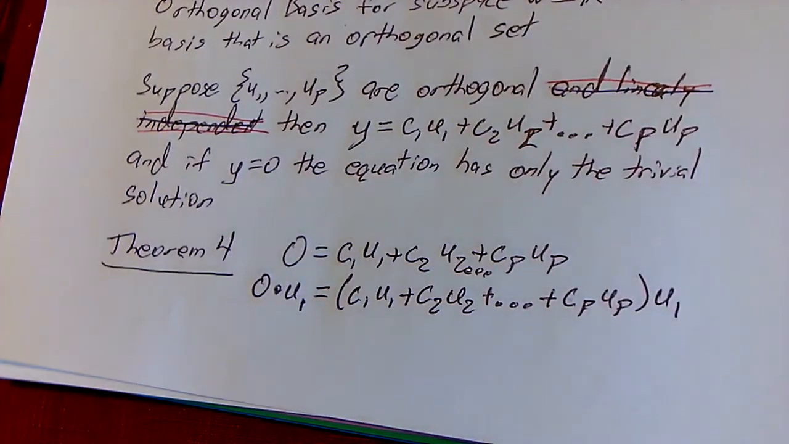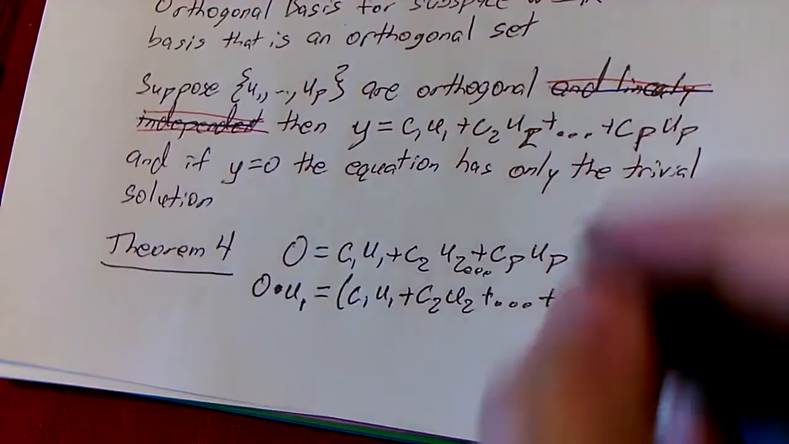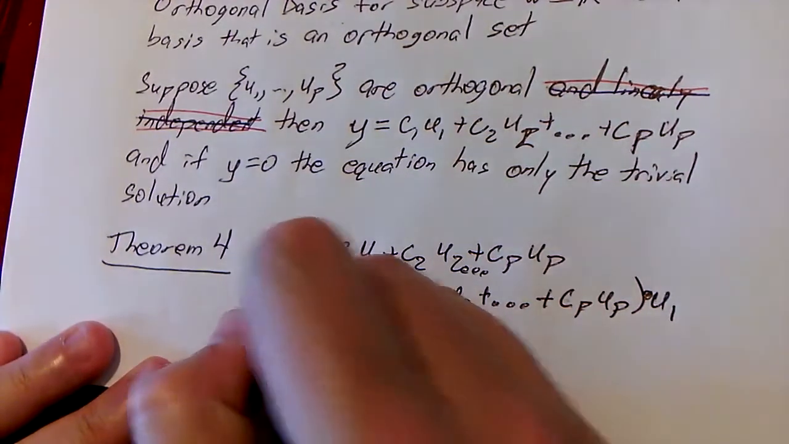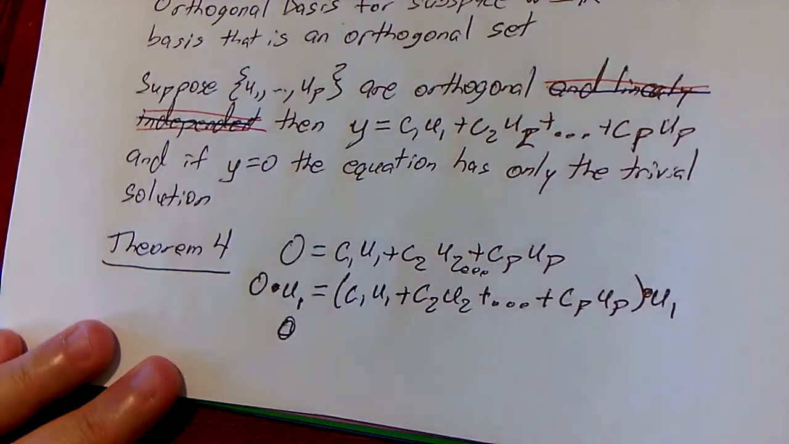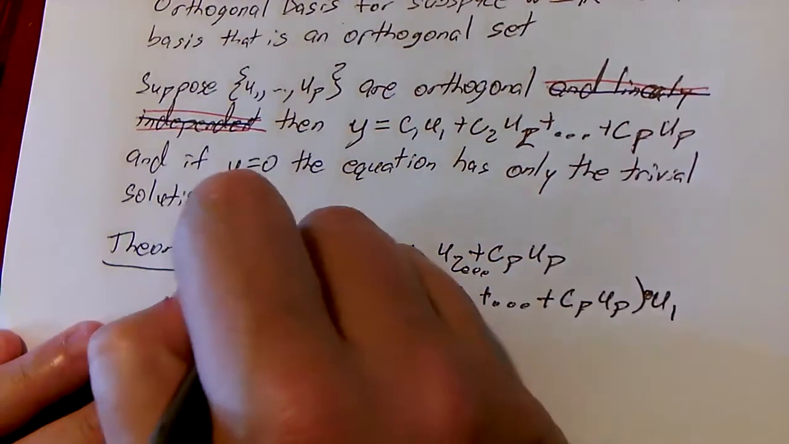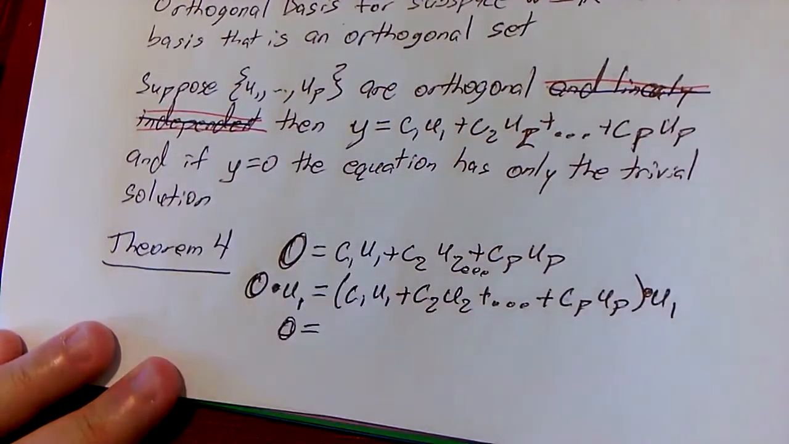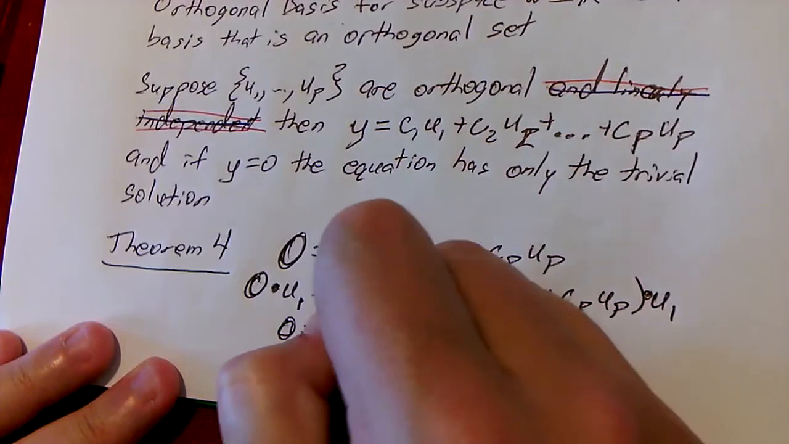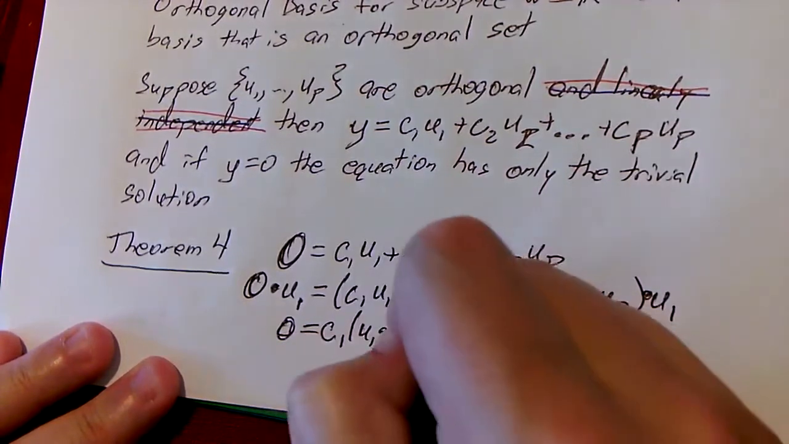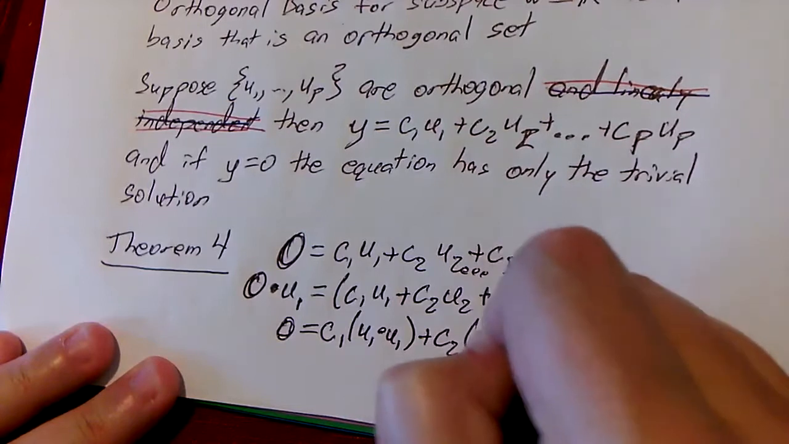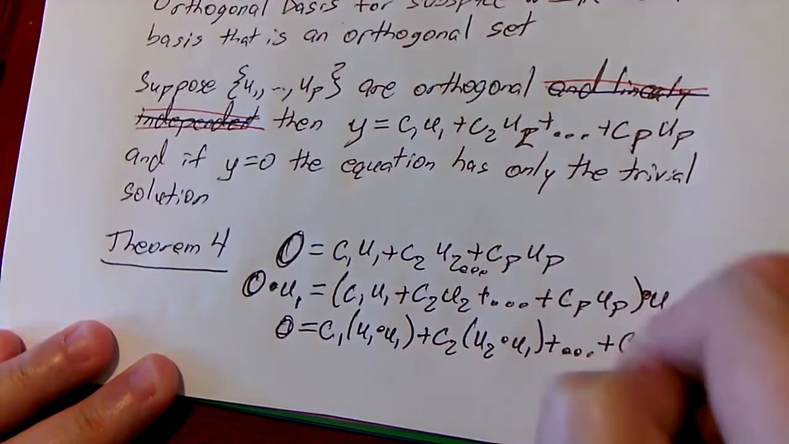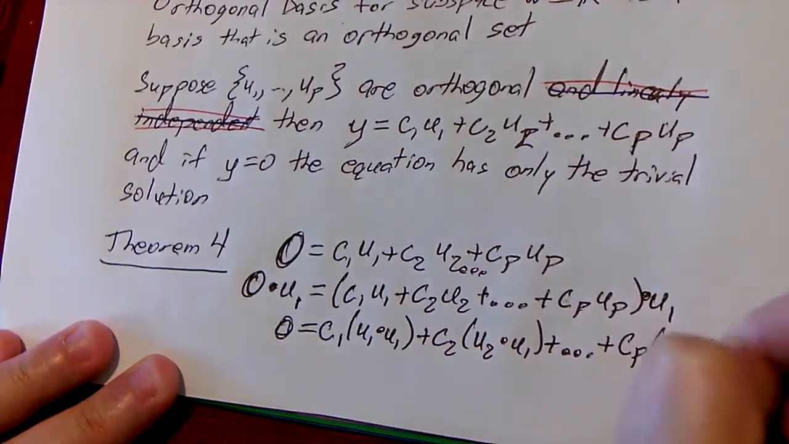This is an equation of numbers. So I know that simply doing that operation with the dot product on both sides of the equation will still maintain an equation. Well, I know 0 dotted with anything is 0. This is the 0 vector, so I definitely have 0 on that side. I have distribution here, so I'm going to have c1 times u1 dot u1, c2 times u2 dot u1, an ellipsis, all the ones in the middle, and then I'm going to end with cp times up dot u1.